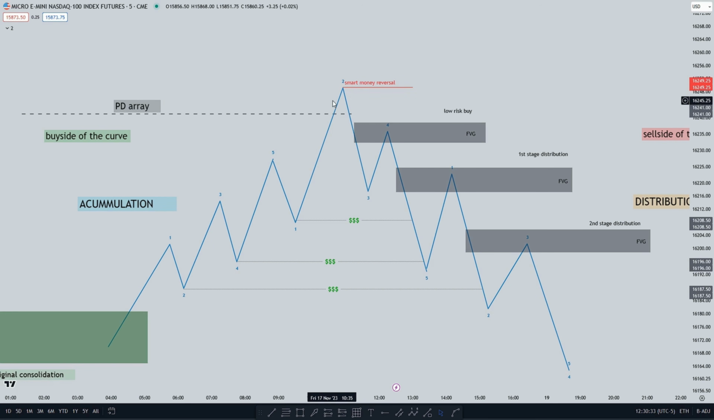This smart money reversal often happens whenever we touch any form of PD array. So let's say we have a bearish fair value gap over here, and then we touch this bearish fair value gap, then we should reverse in price.